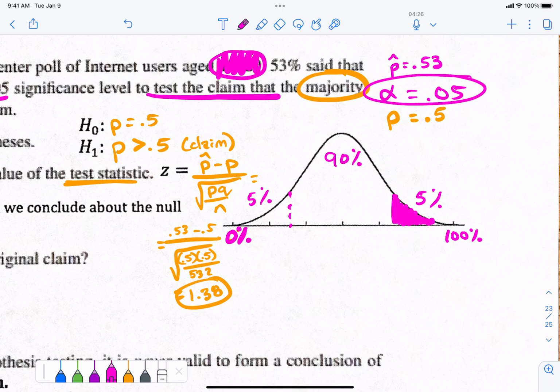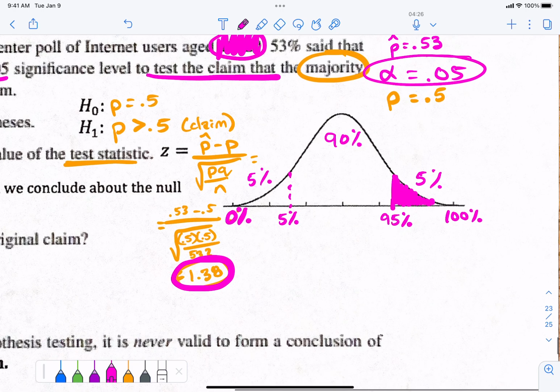Am I going too fast? Please stop me if I am. Okay, our 5% cutoff is here. Otherwise, this cutoff mark would be 95%. What's the next thing that I do? Look it up on your chart. Yeah, so 1.38, we're going to look up on our chart. This is not in the bottom corner. 1.38 goes on the side. Look that up. 0.9162.